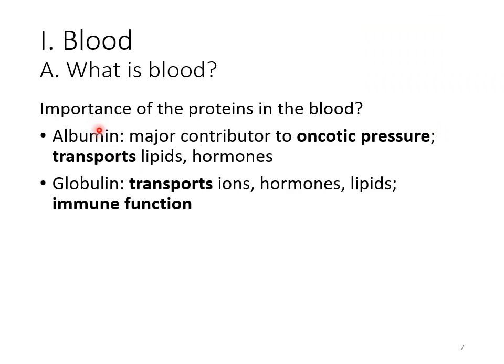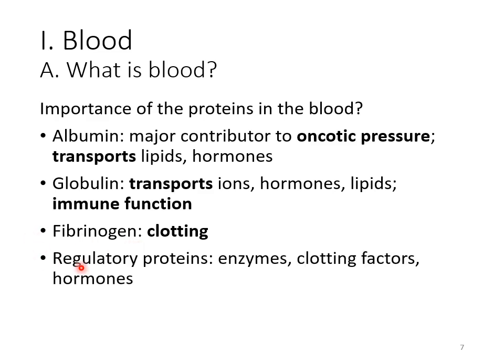And the next protein in the blood is your globulin. It also has a transport function. It helps transport ions, hormones, lipids, etc. And also an immune function. Maybe you've heard of immunoglobulins, your antibodies. Those are examples of globulins. Fibrinogen is an important protein for blood clotting, and you will be introduced to fibrinogen and all of the other proteins and clotting factors in your lecture on hemostasis. And you also have regulatory proteins such as enzymes, clotting factors, and hormones in the blood.